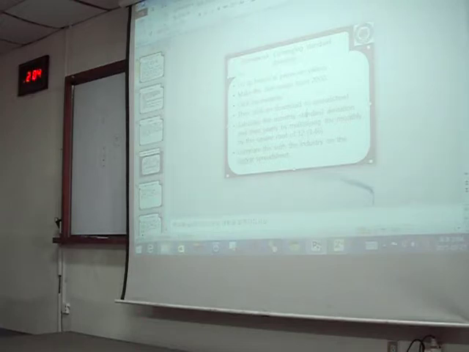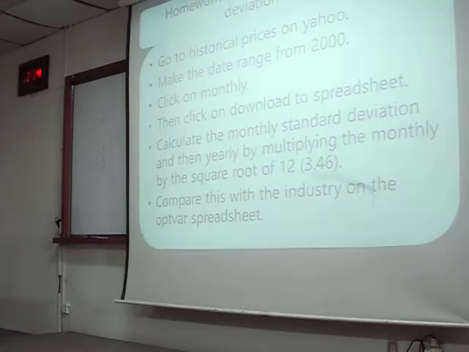So we have another spreadsheet which I'll put up on the internet, the OpBar spreadsheet, and you can compare the company average against the industry average. Okay? So just follow the steps on this slide, and then we can discuss next time. So what we are doing is just finding how much the stock price is varying for our stock.